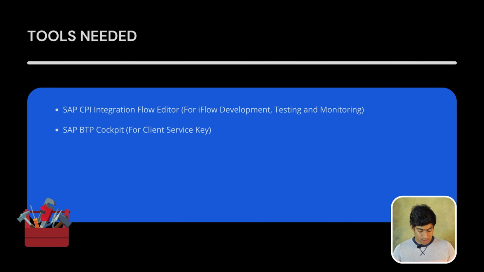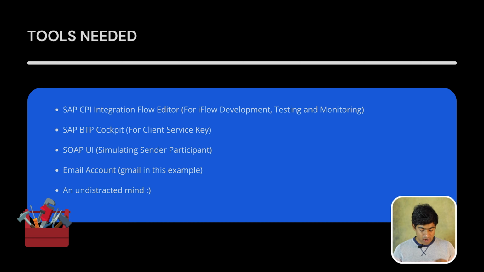In this demonstration, we need some tools like SAP CPI, that is a must. You need to have access to SAP BTP Cockpit. You also need SOAP UI, which is for simulating the sender system here. And you need a valid email account. It can be Gmail or Yahoo. Finally, I need your undistracted mind to focus on this implementation.